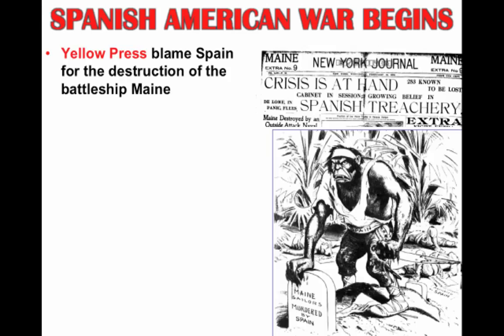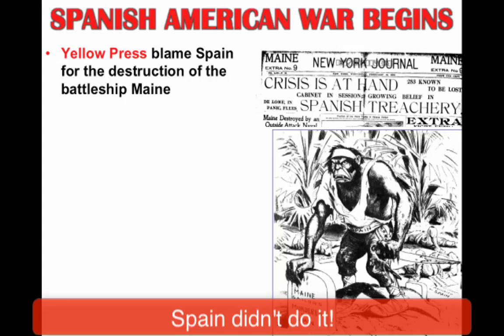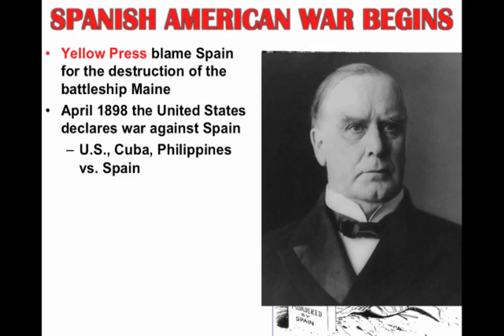And right away, you have all sorts of fingers pointing at Spain. The yellow press blames Spain for the destruction of the battleship Maine. You see this in newspaper headlines and political cartoons. And in April of 1898, the United States declares war against Spain. And the Spanish-American War is going to be the U.S., Cuba, and Philippines versus Spain.